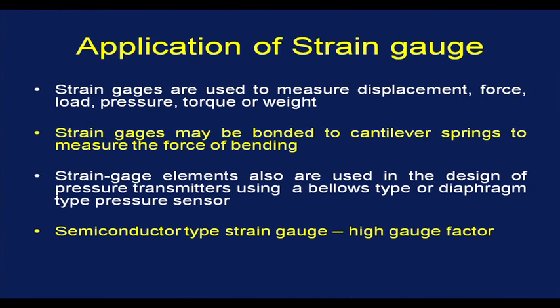Strain gauges are used to measure displacement, force, load, pressure, torque, weight. Strain gauges may be bonded to cantilever springs to measure the force of bending. Strain gauge elements are also used in the design of pressure transmitters using a bellows type or diaphragm type pressure sensor. Semiconductor type strain gauge has very high gauge factor.